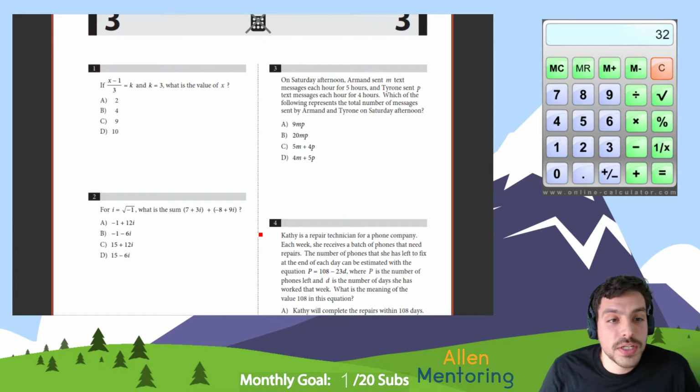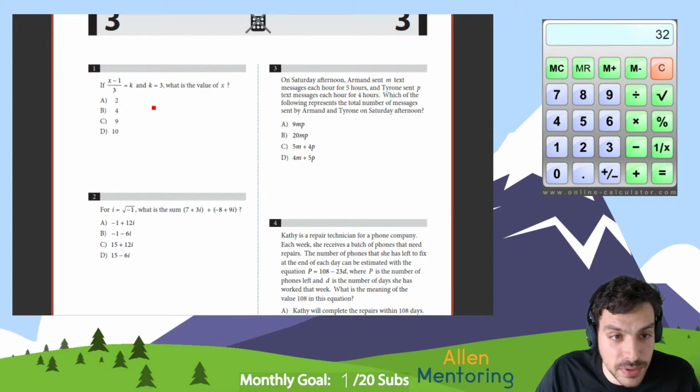If x minus 1 over 3 is equal to k and k is equal to 3, what is the value of x? In this case, it's pretty straightforward. We want to replace k with 3 because they tell us k is equal to 3. So I'm just going to rewrite the equation: x minus 1 over 3 is equal to 3.